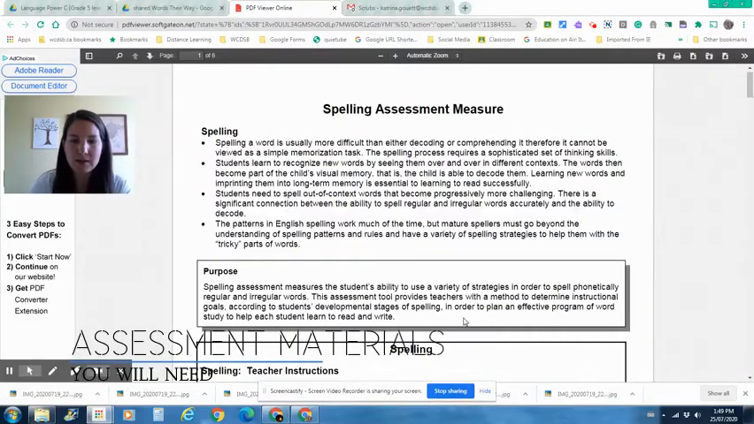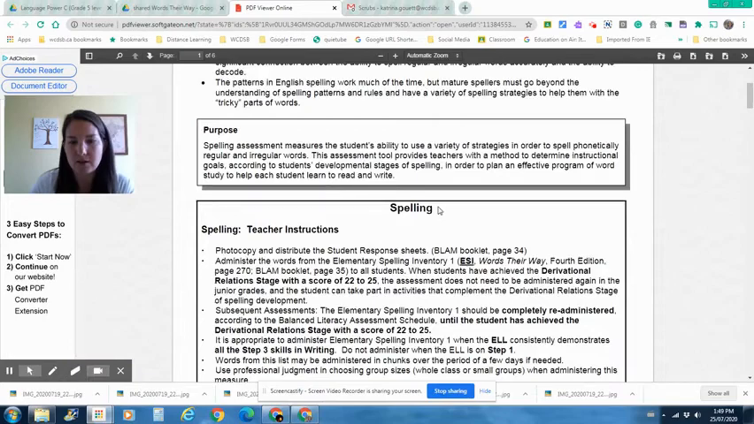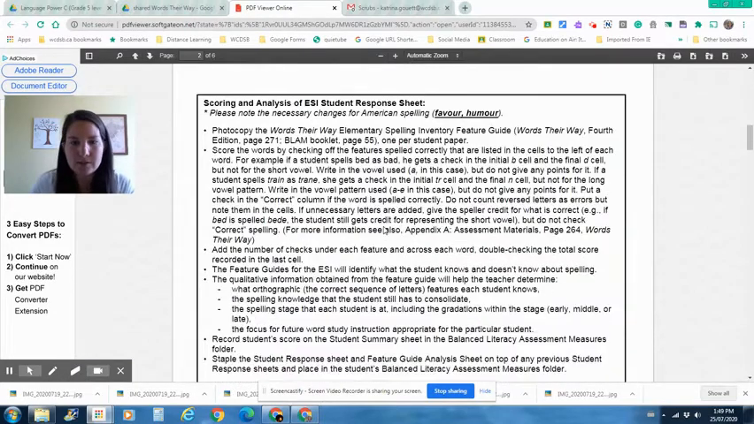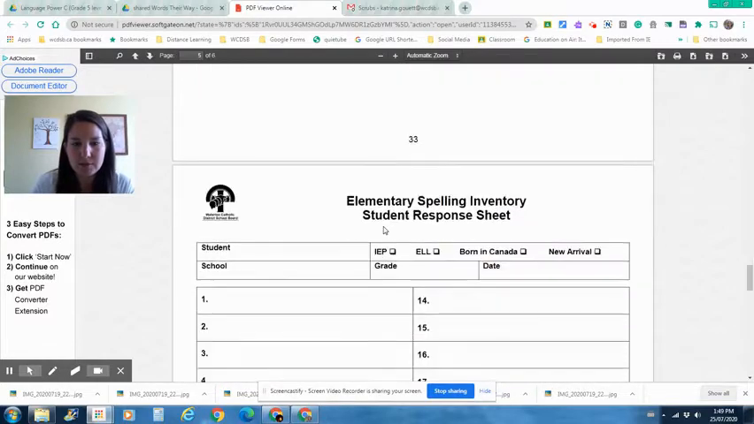Okay, so what I use is the BLAM, Balanced Literacy and Assessment Measures document my school board provides us with. And I just have this section pulled out of it, these spelling assessment measures, and it just gives you the purpose and teacher instructions. And then what I pay particular attention to.